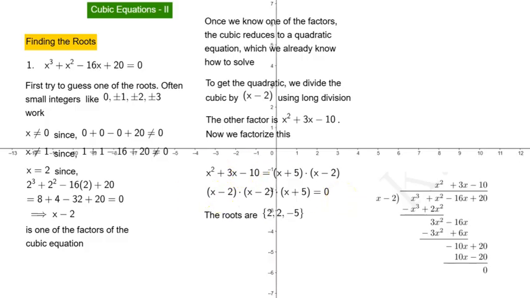Now let's look at the graph of this. So the graph is this. And let's look at the roots. That is the curve intersecting the x-axis. We have 2 and we have minus 5. And 2 will be repeated. Now the second problem. X cube minus 4x square plus x plus 6 equal to 0.